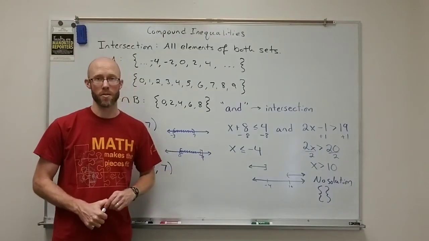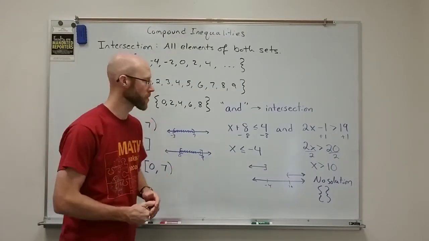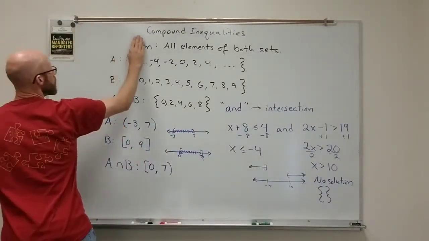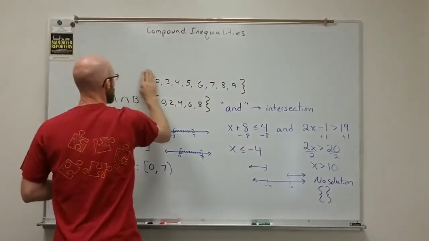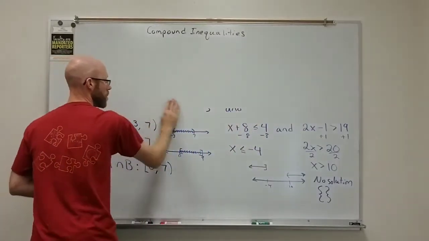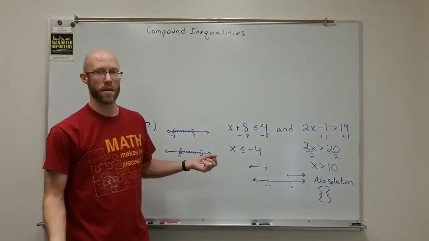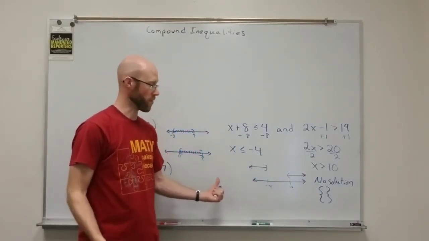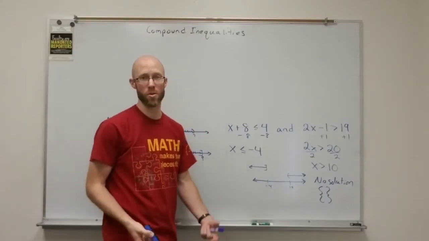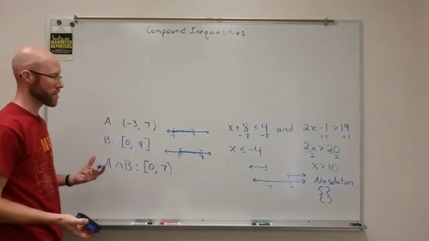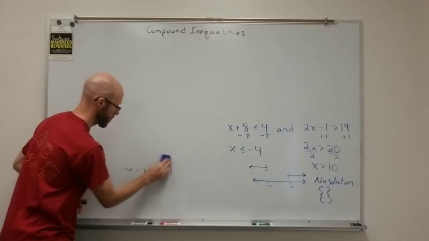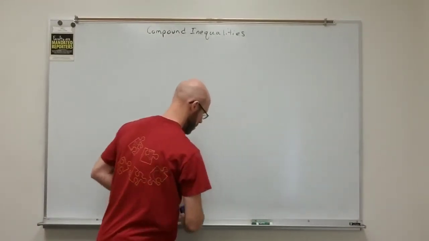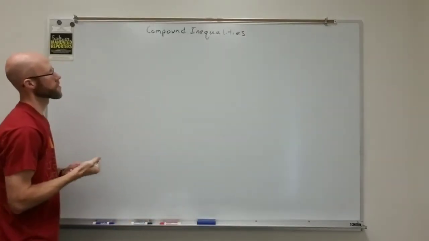Okay, and that can happen. You might see some of these in the homework or on a test. Some of them will have solutions. You may even have some examples where the entire number line is the intersection, in which you have all real numbers as a solution. So really a variety of possibilities. Let's look at another example.